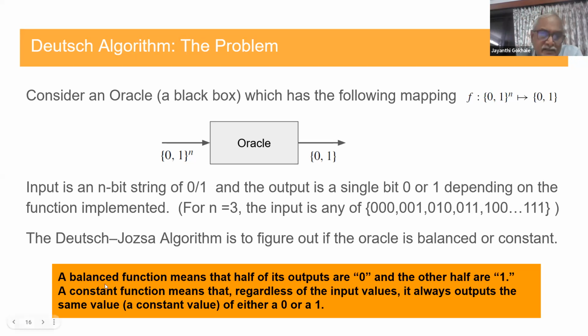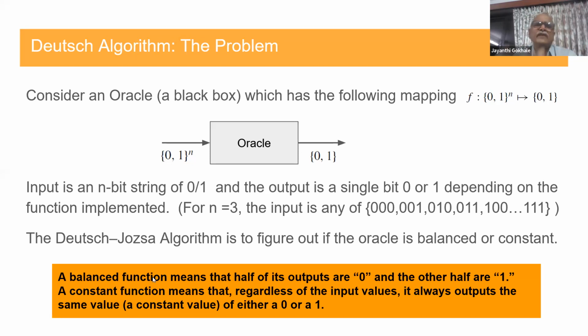So what do you mean by a balanced function? A balanced function typically means that for these combinations of input, for half of them the output is a 0, and for the other half the output is a 1. Whereas a constant function is one where, irrespective of the inputs, the output is always constant, either at a 0 or a constant at a 1. So technically speaking, a balanced function is essentially a non-constant function.